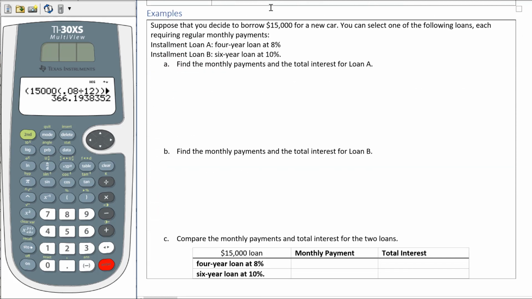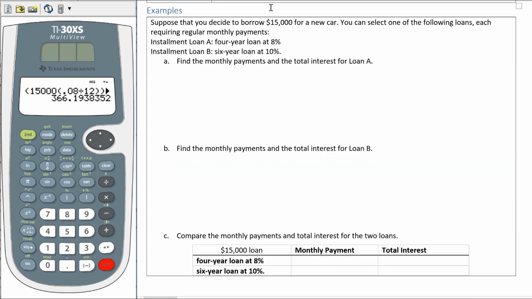So let's see. For our first example, suppose that we borrow $15,000 for a new car. You select one of the following loans, each requiring regular monthly payments. Choice one is installment A, a 4-year loan at 8%. Because it's 4 years instead of the second choice, which was 6 years, because the time is lower, you're going to have to pay more. But because the interest rate is smaller, maybe you'll have to pay less.